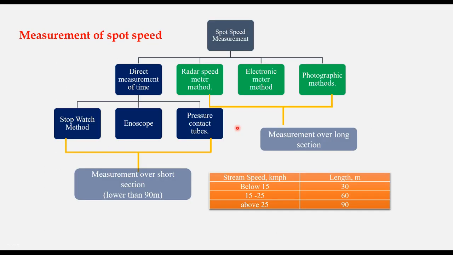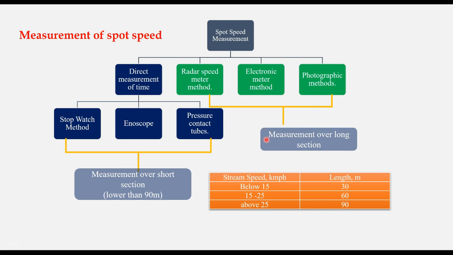Spot speed measurement can be done by several methods. There are some direct methods where you can use a stopwatch or enoscope or pressure contact tubes. These are the methods which are used over a short length, and that is why it is called the spot speed. The spot speed can also be measured through a radar speed meter, or an electronic meter, or it can be through the photographic method.